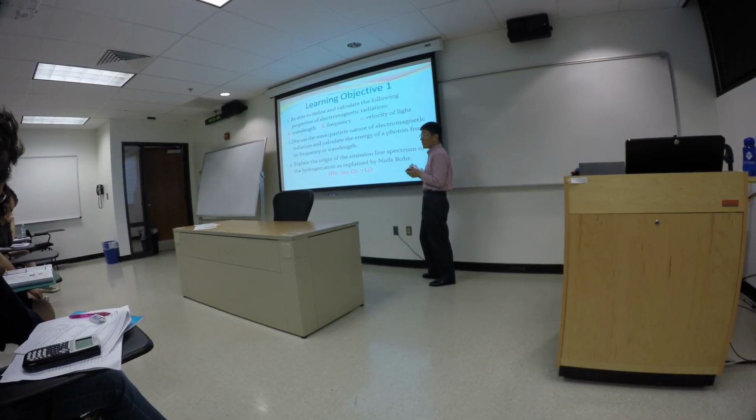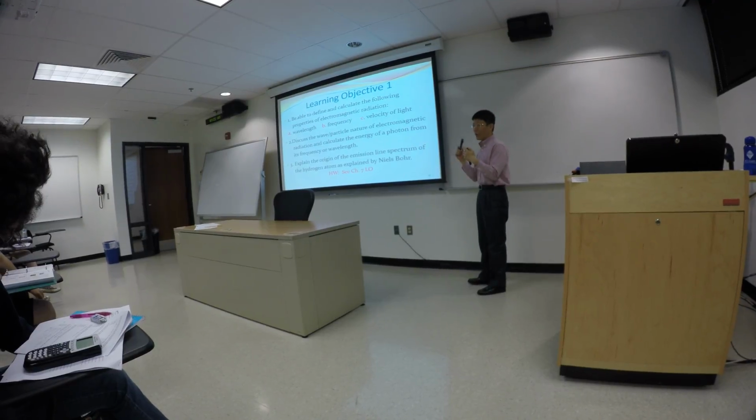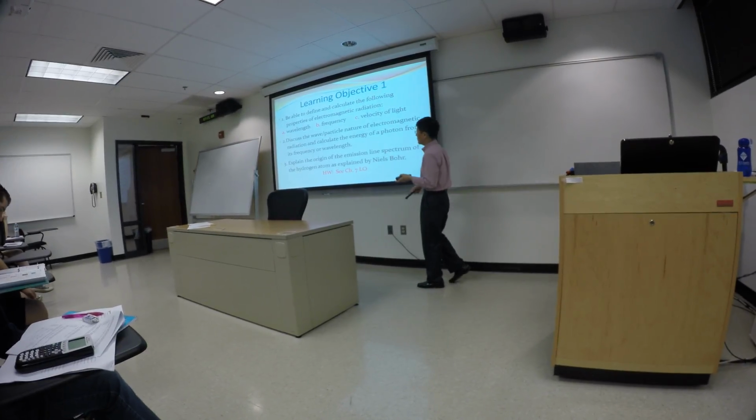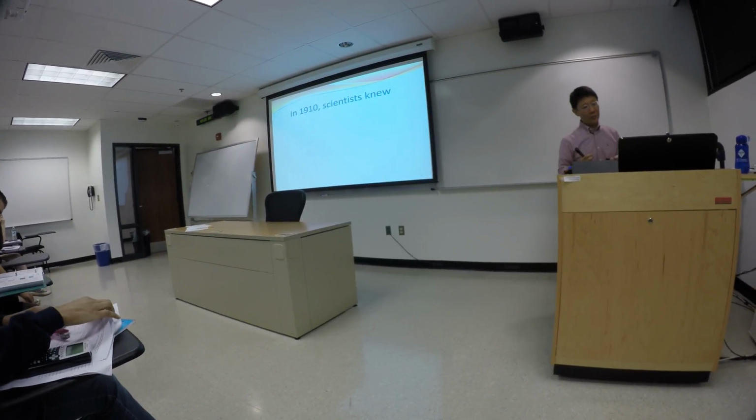Now, where does that come from, or why? And how can we use the emission line spectrum to identify different types of elements? So we're going to look at these different things there. And the first thing is the origin of quantum mechanics.